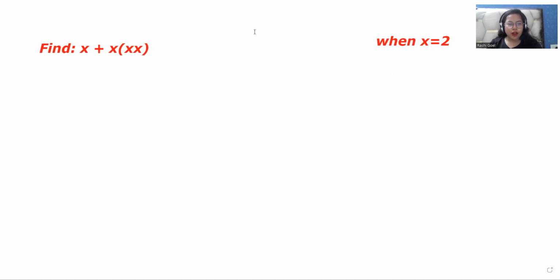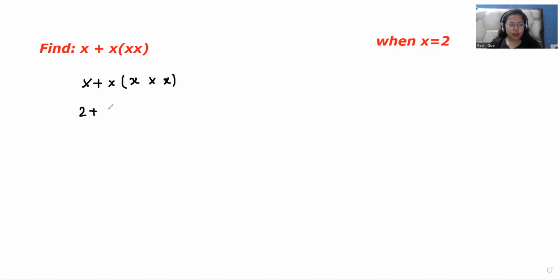So first I can write the equation as x plus x(x x). If there is no sign in between, that means there is a multiplication sign in between the x's. Now I'm going to put the value of x, that is 2.